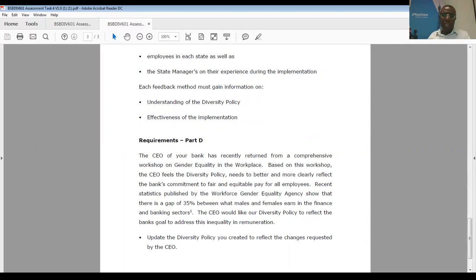There are some changes being asked to add, things like a 25% quota for women within the next five years. Another tweak you're going to do is there's a gap of 35% in salaries between men and women. So you're going to have to close that gap. And what are you going to change? That means in part of your policy, in part of those objectives, I say our objective is to close the gap of 35% disparity in pay.